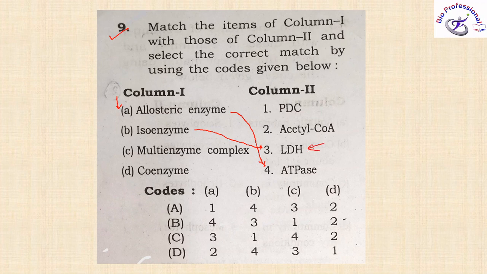Okay, next, multi-enzyme complex, PDC complex, you all know. Pyruvate dehydrogenase complex, you have enzymes E1, E2, E3. Okay, and the coenzyme is acetyl coenzyme A. So it is of course written in this case coenzyme A. So D will be 2. So the correct option for this is B. So B will be the correct option.